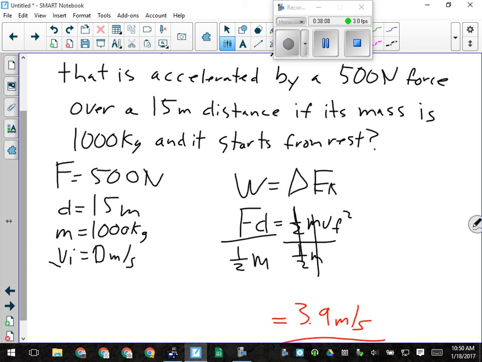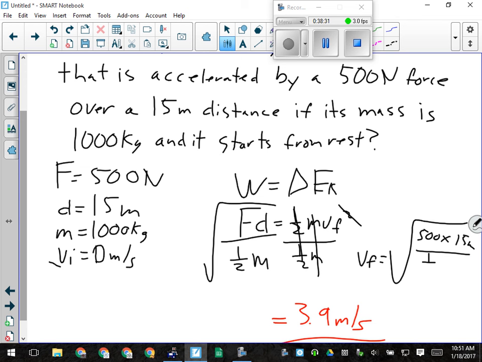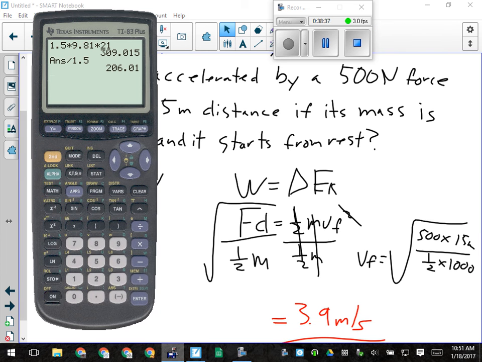Okay, that gives me v_f squared. I want just v_f. So what do I need to do to both sides? Square root them. All right, so that gives me my correct formula. So v_f will be the square root of 500 newtons times the distance, which was 15 meters, divided by 1/2 times the mass, 1,000. Okay, if we punch all that into our calculator, we have 500 times 15 divided by 500, which is 1/2 of 1,000, gives us 15, and then I have to square root that.